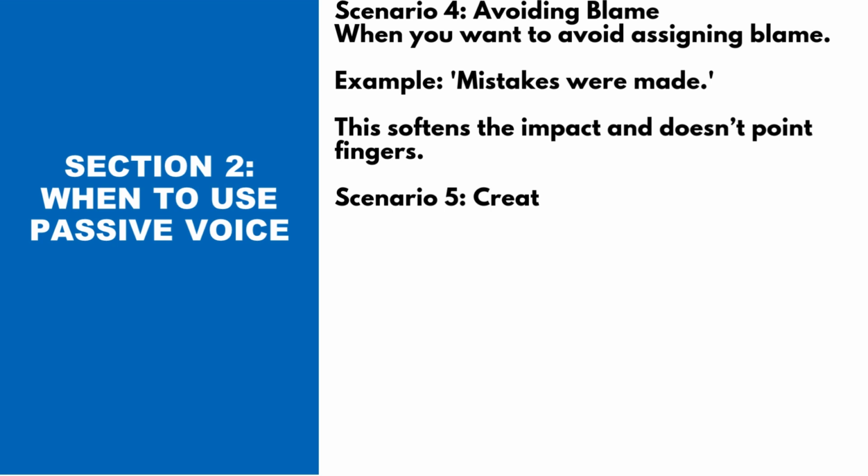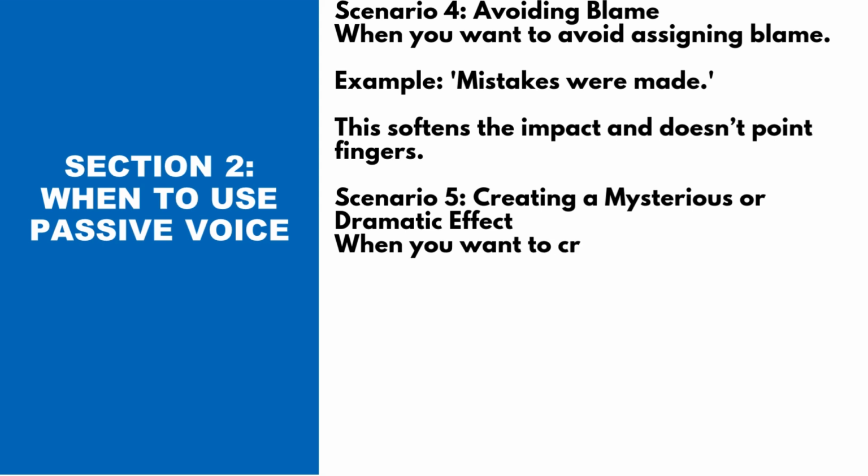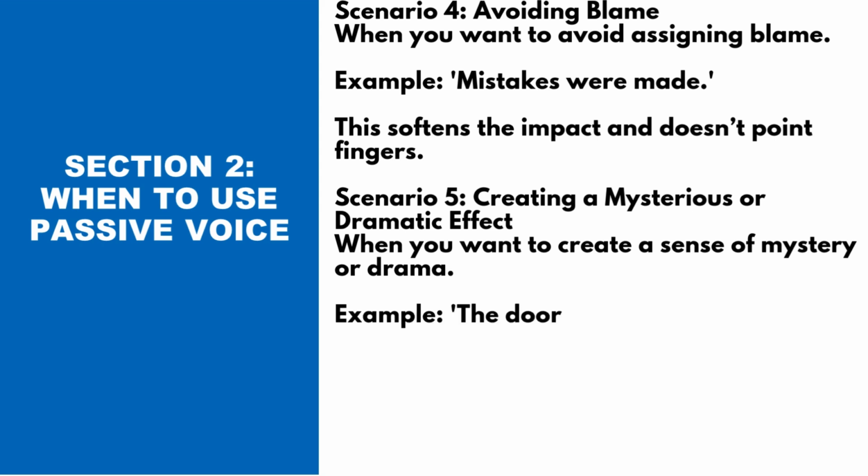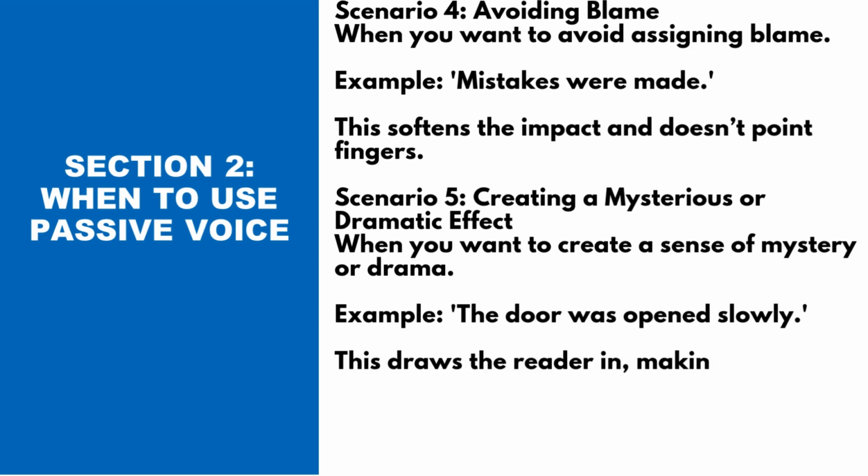Scenario 5. Creating a mysterious or dramatic effect. When you want to create a sense of mystery or drama, then passive voice is necessary. For example, the door was opened slowly. This draws the reader in, making them curious about who opened it. So you create suspense in your writing.